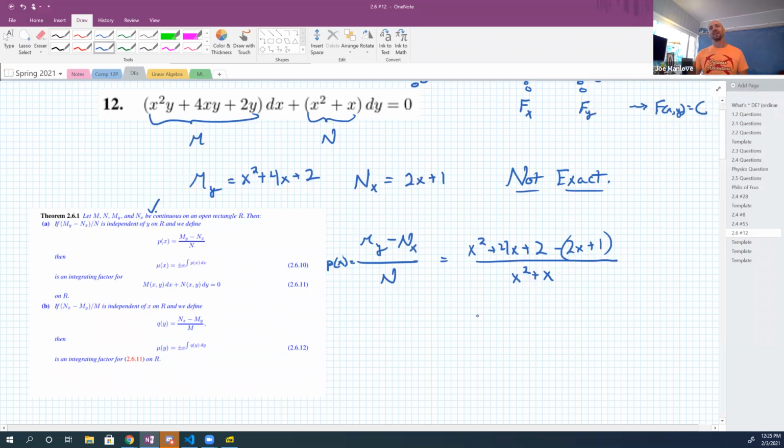All right. So at any rate, I just need to simplify this a little bit because I'm going to have to integrate it, right? So I'm going to have an x squared plus 2x plus 1 over x squared plus x. You guys see anything special about that? Karen?